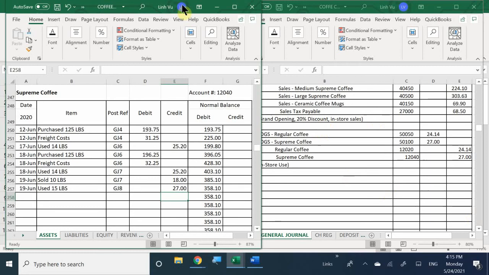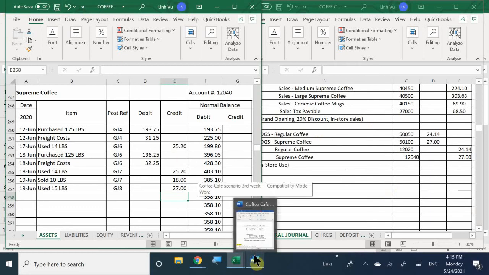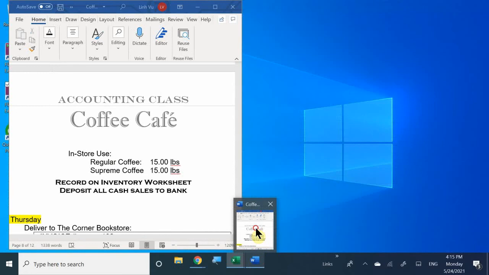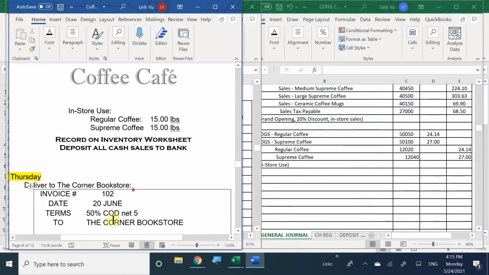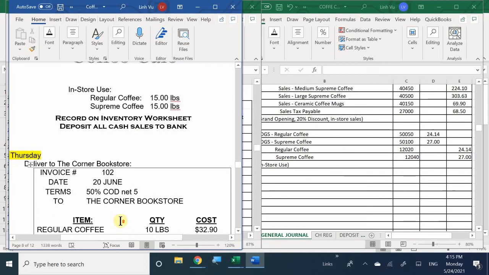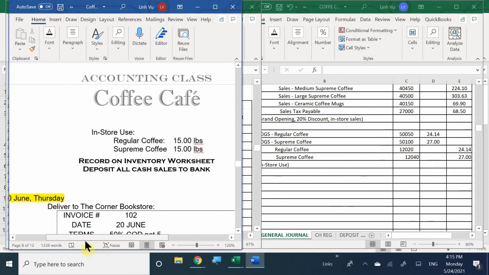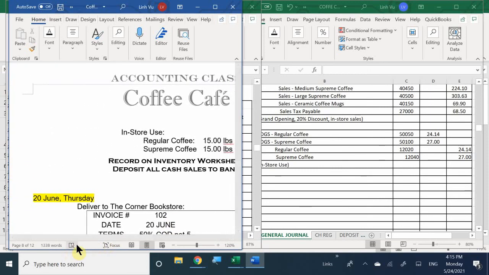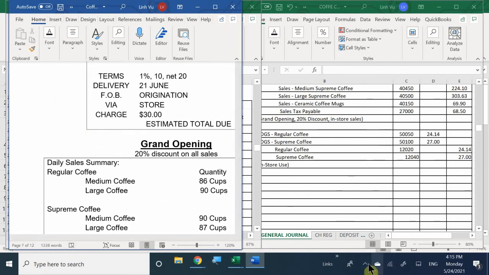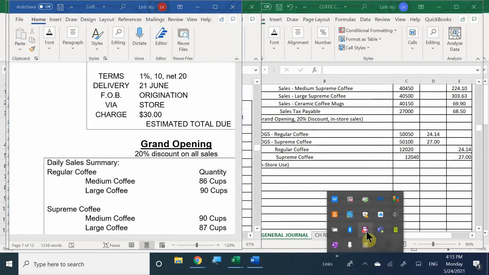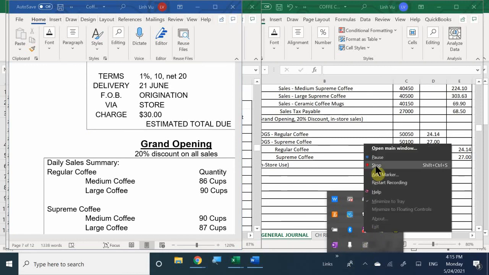That is it for this transaction. We deposited the money into our bank already and we updated our inventory. So tomorrow we're going to stop here and continue everything the next day. Very good, guys. We did good today. We successfully finished one whole day's worth of journaling.